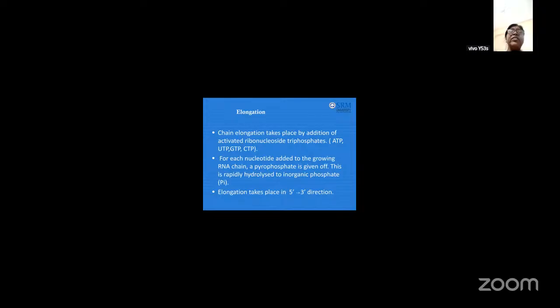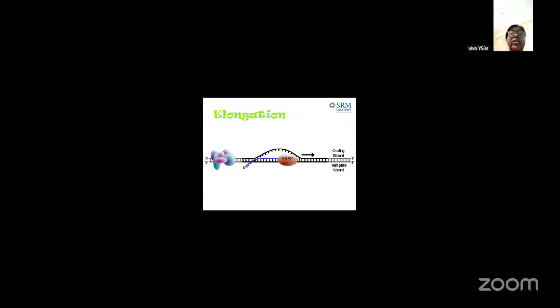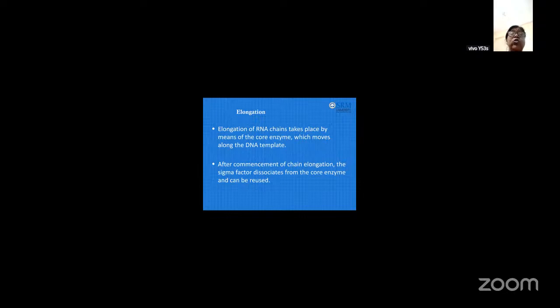So what are the 3 phases that occur? One is called initiation, second one is elongation, and the third one is termination. So the elongation process takes place by the addition of this ribonucleotide triphosphate. This is how the elongation will take place. The elongation of RNA chains takes place by means of the core enzyme, which moves along the DNA template. After the commencement of the chain elongation, the sigma factor will dissociate from the core enzyme and it can be released.